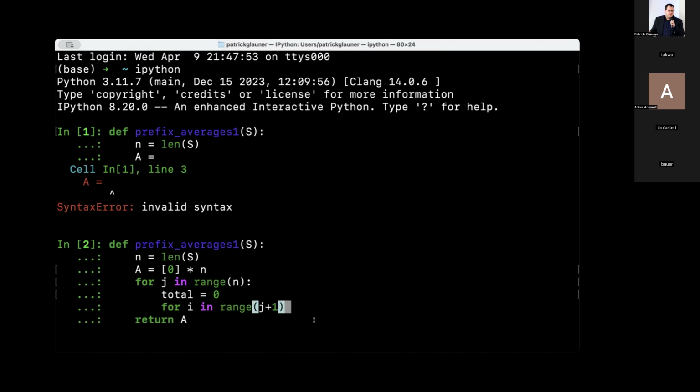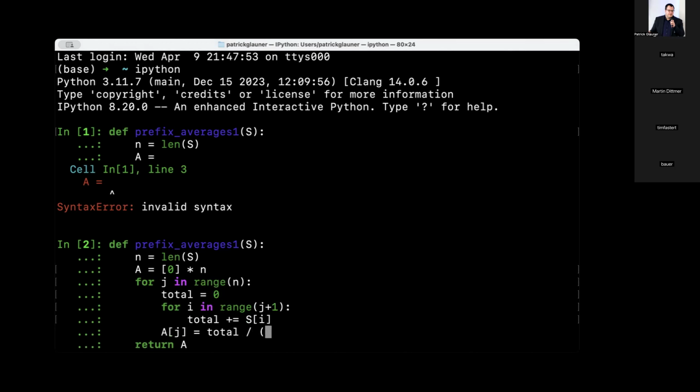We've said i is 0 up to j, but if I want to go in Python from 0 to j, I need to put in the range j plus 1 because it's an asymmetric boundary, and it starts implicitly with 0. So I can say, well, I'm adding something to the total now. I'm adding the s i to the total. And once the inner loop is done, at the end of the outer loop, I can write a j is the total divided by j plus 1.